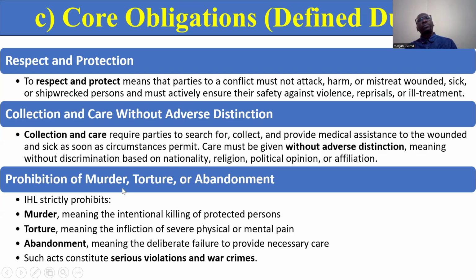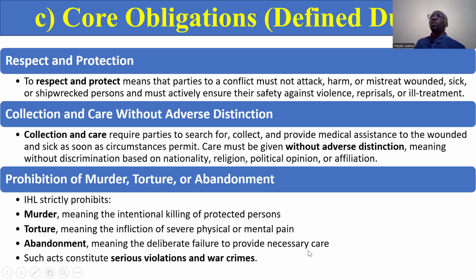Then also, prohibition of murder, torture, or abandonment. So the international humanitarian law strictly prohibits murder, meaning the intentional killing of protected persons. You cannot kill people who are protected. You cannot kill civilians. You cannot kill the sick, the wounded. You cannot. Torture, meaning the infliction of severe physical or mental pain. It's not allowed. Abandonment, meaning the deliberate failure to provide necessary care.